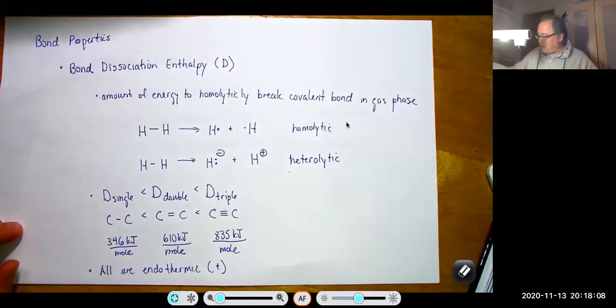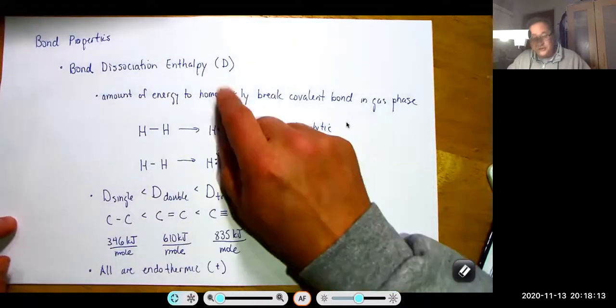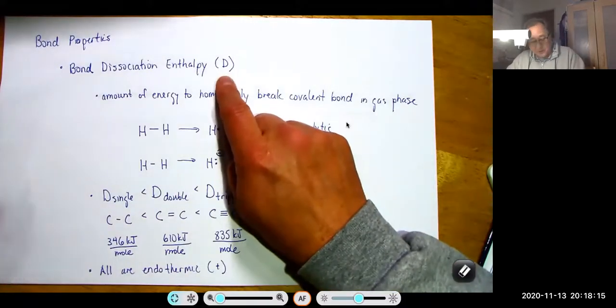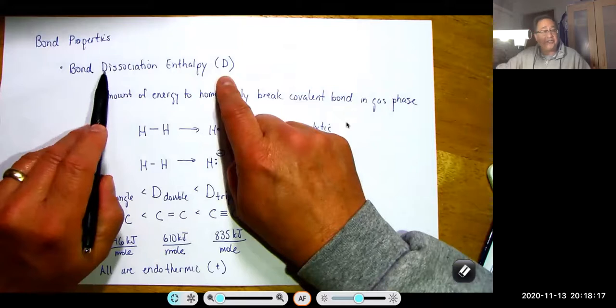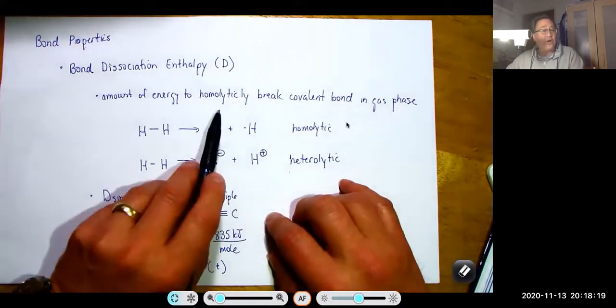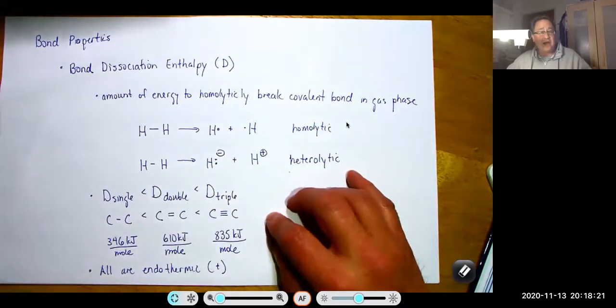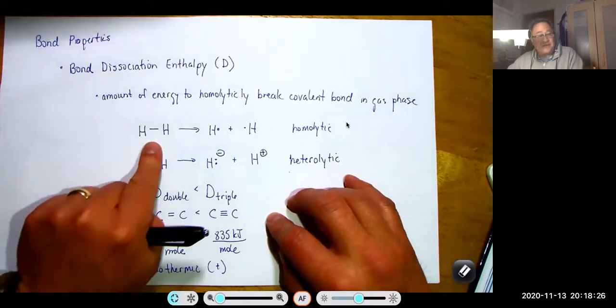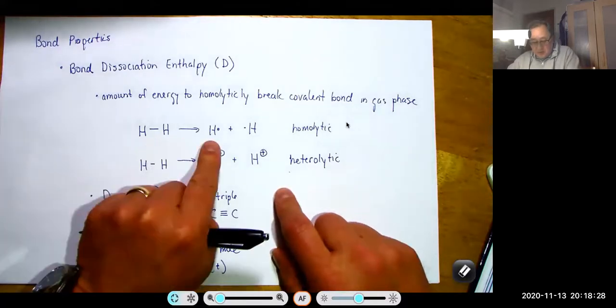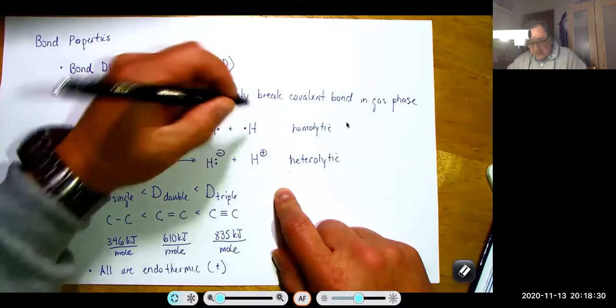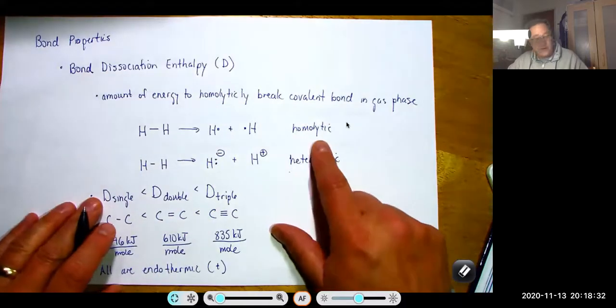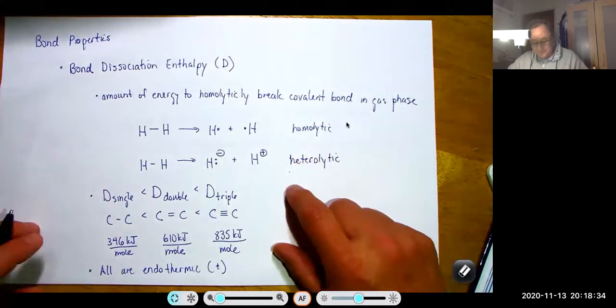Next, we have bond properties. Bond dissociation enthalpy. A lot of people use the letter D to represent this property for dissociation. It's the amount of energy to homolytically break a covalent bond in the gas phase. So this is in the gas phase, and here you've broken the bond. Each atom gets one electron. That's called a homolytic breakage or cleavage.